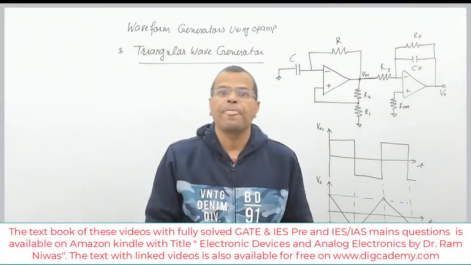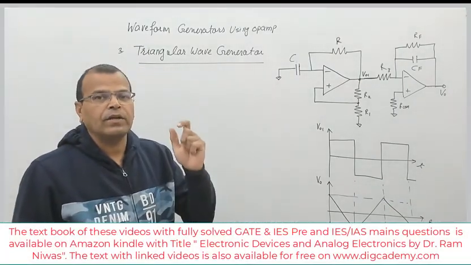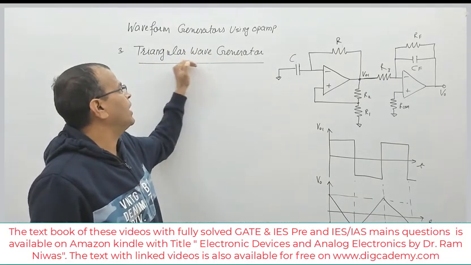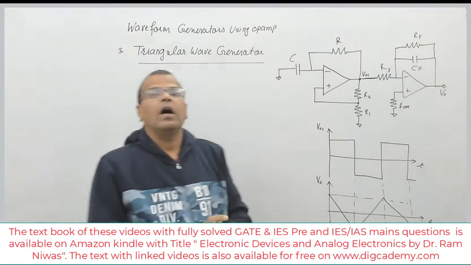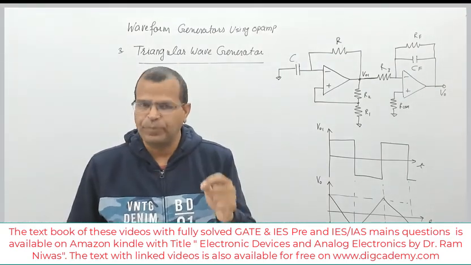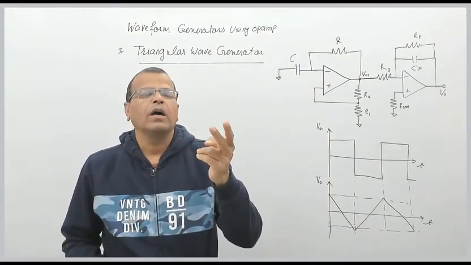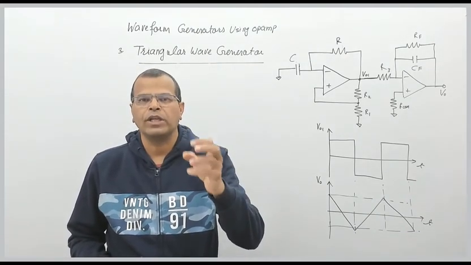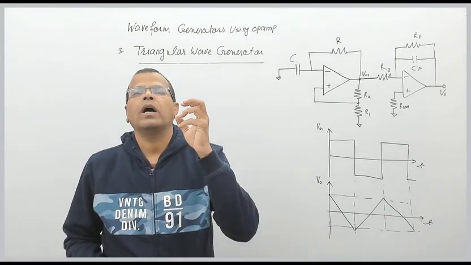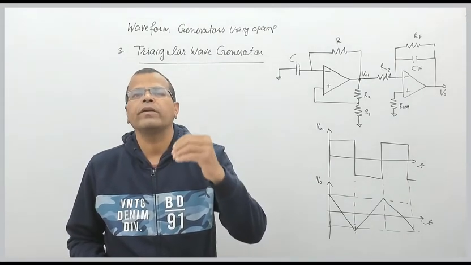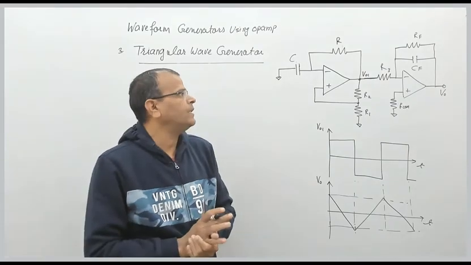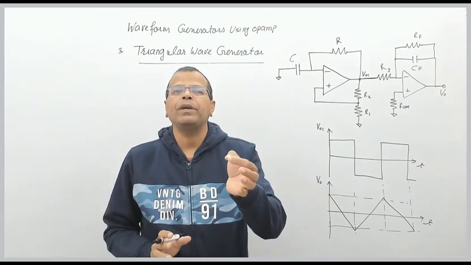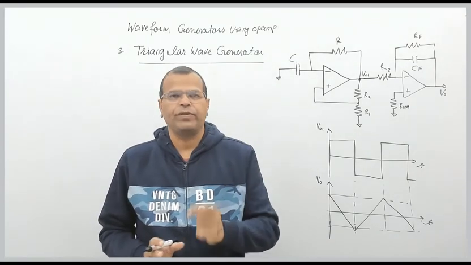Hello friends, the next waveform generator using op-amp is a triangular waveform generator. Up to this point, we have seen a square wave generator, which was a free running oscillator or astable multivibrator that could generate a square wave. Here I can generate a triangular wave by simply integrating a square wave.